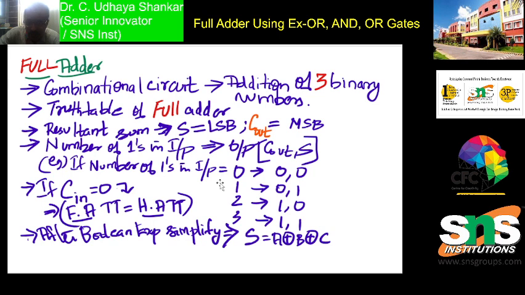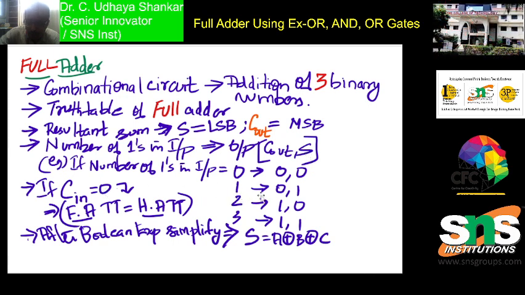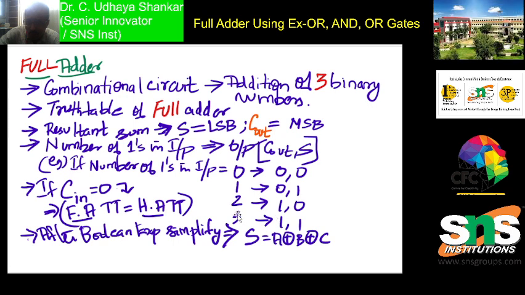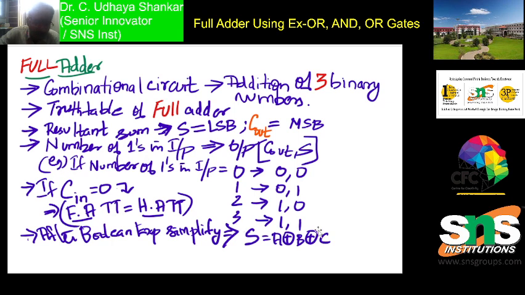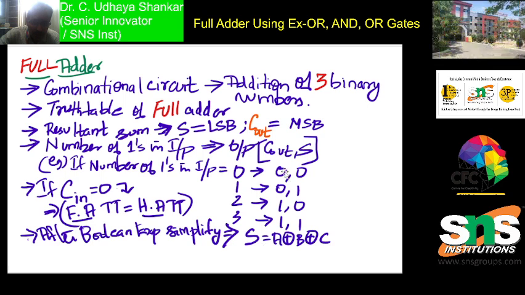If the number of ones in the input is equal to 0, then the output will be equal to 0 and 0. That is, C out will be equal to 0, S will be equal to 0. If the number of ones will be equal to 1, then the output will be equal to 0 and 1. When the number of ones is 2, then it will be equal to 1 and 0. The number of ones is equal to 3, then it will be equal to 1 and 1. Is it right?